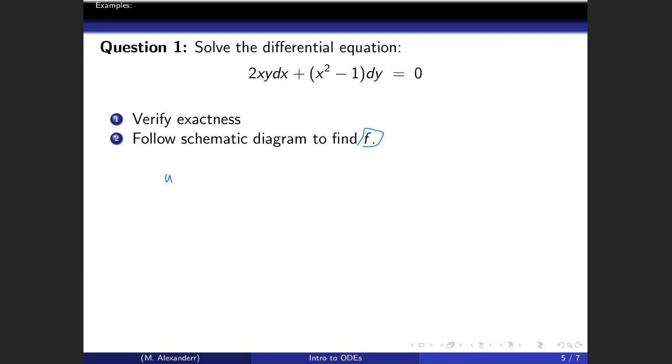Step A is to integrate the function m with respect to the x variable. Here I put in my 2xy and integrate with respect to the x variable. If you integrate this with respect to x, you'll get x squared y, and then technically there's a plus c here, but this c is going to be a function of the variable y.